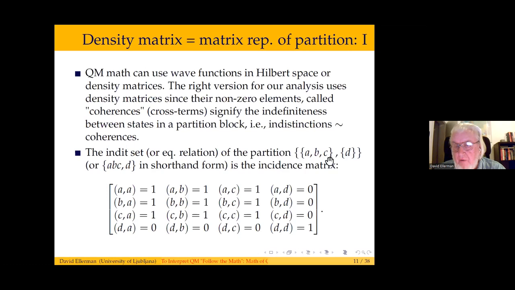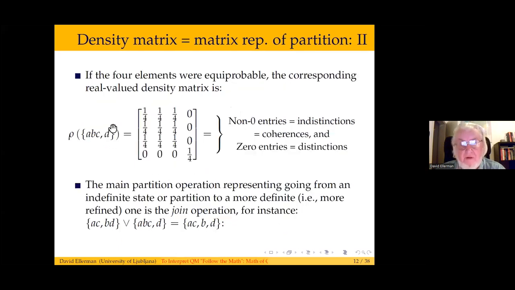So let's take this partition here where A, B, and C are in the same block and D is a singleton. Then if you do an incidence matrix for that as an equivalence relation, this is the incidence matrix. So A, B, and C all have ones. They're all in the equivalence relation as a set of ordered pairs, and D is also in there, but all the other combinations are zeros. This incidence matrix of an equivalence relation is a rudimentary form of a density matrix because you just need to normalize it. You have a density matrix, and here it is.